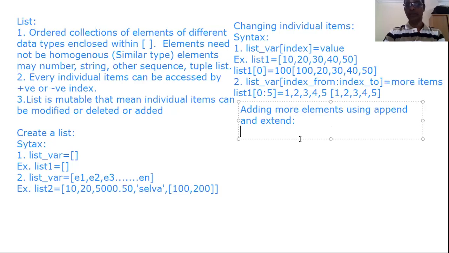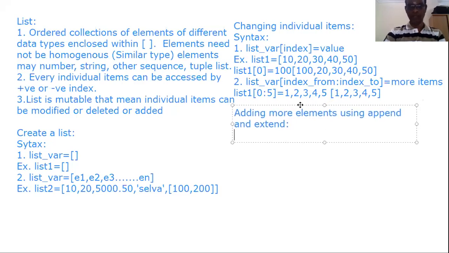So, adding more elements using append and extend. Already we know very well, while studying changing individual items, we are trying to change. We are having one list. That list contains 5 elements. How can we modify it? Now we are going to study something different: we are having one list that contains some elements, for example 3 elements. I want to add a 4th element as well as a 5th element.